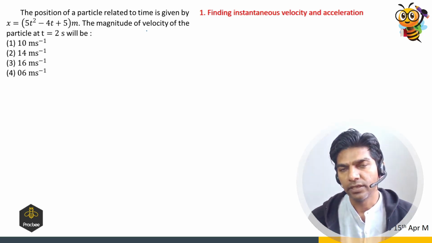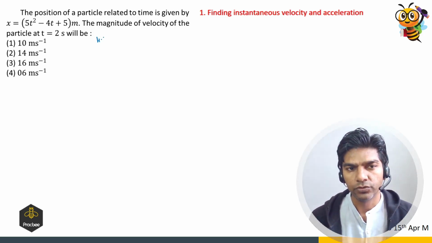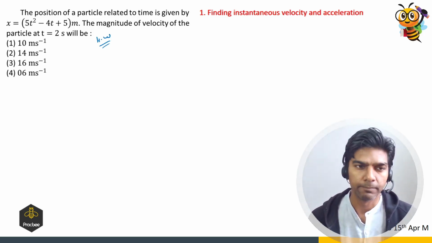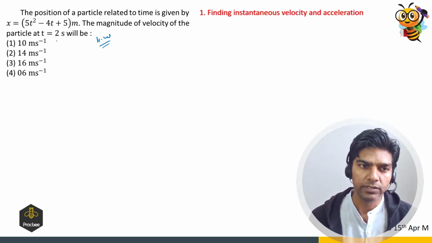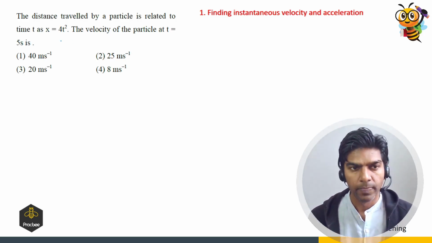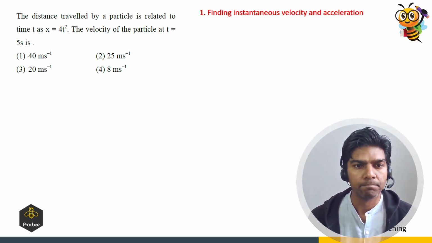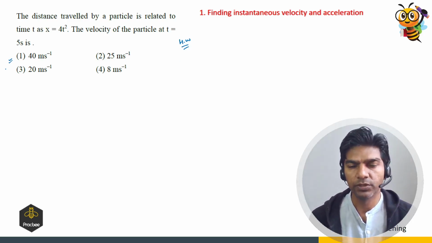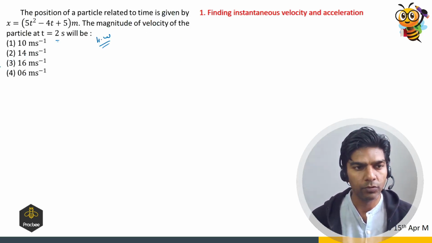Again, it is based on the same concept, so I'm keeping this as a homework for you. You just have to differentiate x with respect to time, you will get the velocity. And then you can substitute t as 2 seconds, you will get the answer. Again, I'm keeping this as a homework for you. Just let me tell you the answer for that. Option 1 should be the right answer in this case, and in this question option 3 should be the right answer.